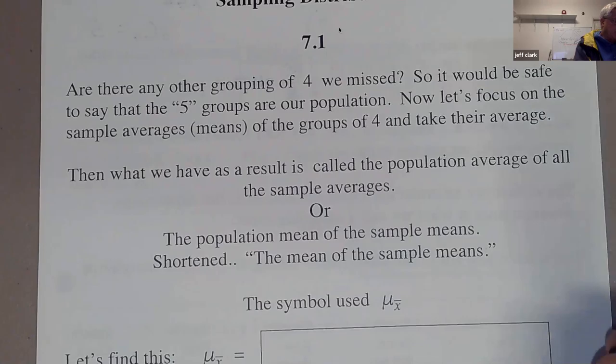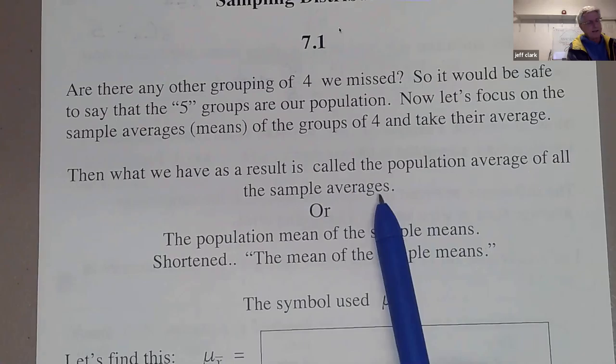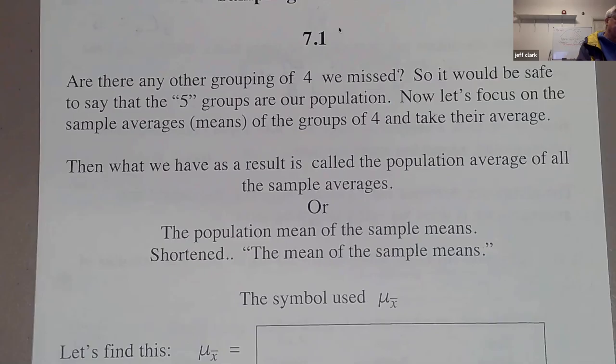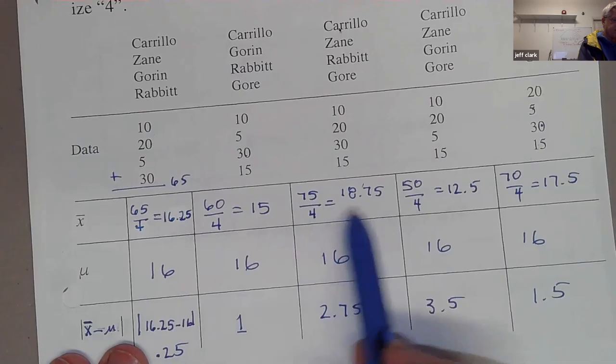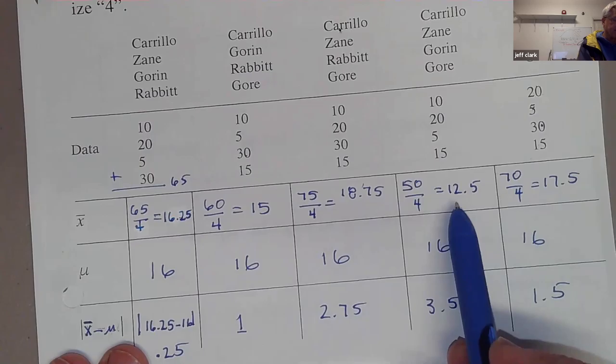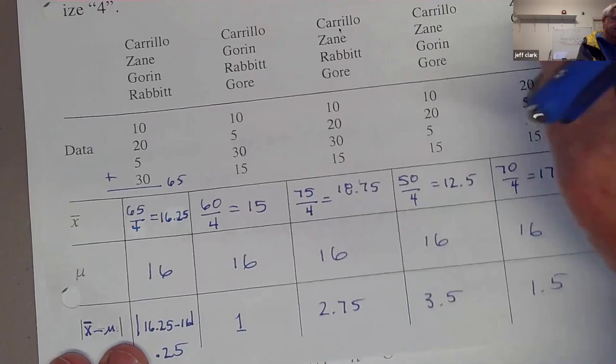All right, so let's see. When we did that, the result is called the population average of all the sample averages. I'll say that again. When we take the average of all the sample averages, here's the sample average right here. Remember this? This is the sample averages, and there was 1, 2, 3, 4, 5 sample averages. We take the average of all these, that's called the average of the averages. And that's all there are, so it's the population average of all the sample averages. Sometimes we call it the population mean of the sample means. That's the language our textbook uses.